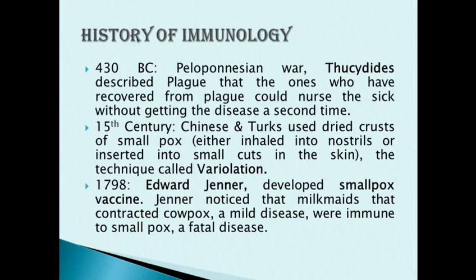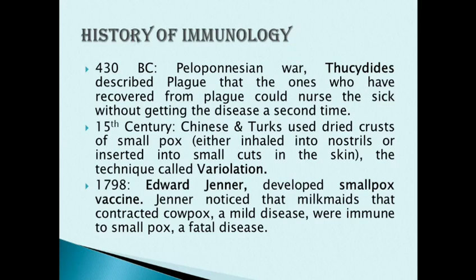So in 430 BC, Thucydides described that those who had recovered from plague could nurse the sick without getting the disease a second time. That means the persons who were affected by plague had already developed immunity against this particular disease, so they could nurse the sick patients. Then in the 15th century, Chinese and Turks used the dried crust of smallpox, either inhaled into the nostril or inserted into small cuts in the skin. The technique is called variolation.